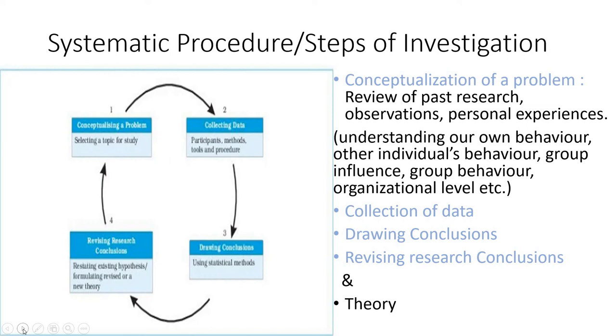Second comes data collection. This is the second step in scientific research, that is, collecting data. Data collection requires developing a research design or blueprint of the entire study. It requires taking decisions about the following four aspects. First, participants in the study. Second, the method of data collection. Third, tools to be used in research. And fourth, procedure for data collection.